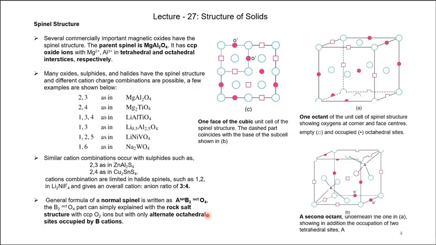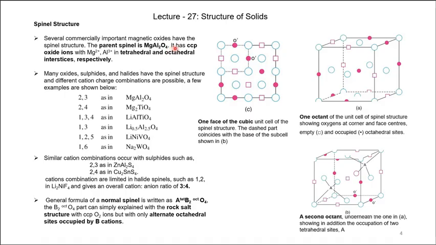We are talking about another group of compounds, that is typically known as the spinel structure. Spinel structure includes several commercially important magnetic oxides. These are several commercially important magnetic oxides which contain the spinel structure. The parent one is magnesium aluminum oxide. Well, how do we describe it?